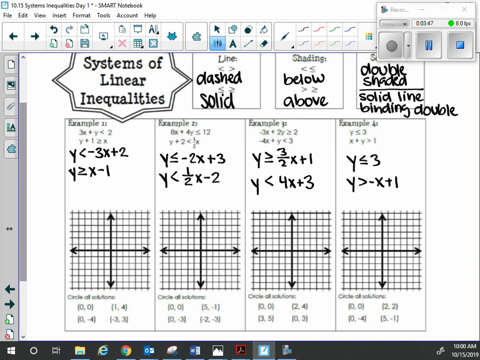Okay, so here's what we're going to do. You have put them all into slope-intercept form. So now we can just graph away, right? I am going to do the first two with you. All right. So my first line, y is less than negative 3x plus 2. Solid or dashed? Ooh, dashed. It's not equal to. Above or below? Below. Okay, so plus 2, down 3.